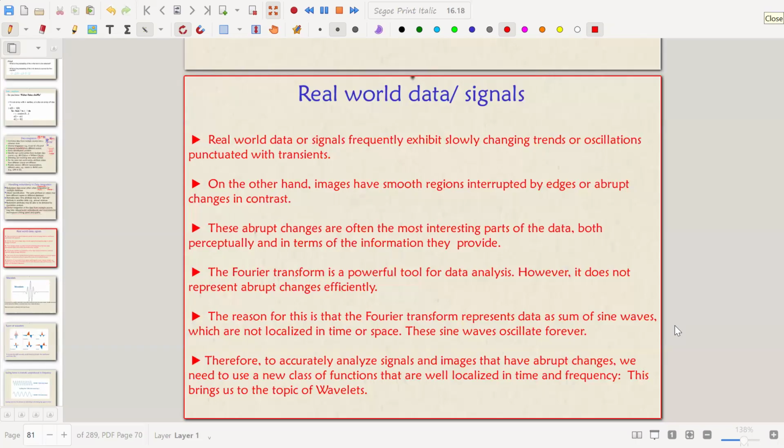So you can see the third point: these abrupt changes in an image are often the most interesting parts of the data, both perceptually and in terms of the information they provide. We'll see, don't worry about it. The Fourier transform is a powerful tool for data analysis. However, it doesn't represent abrupt changes effectively. So therefore you don't see Fourier transform being used in many of your data analysis techniques.